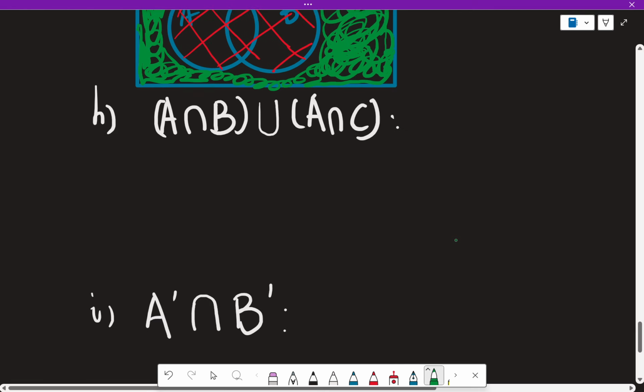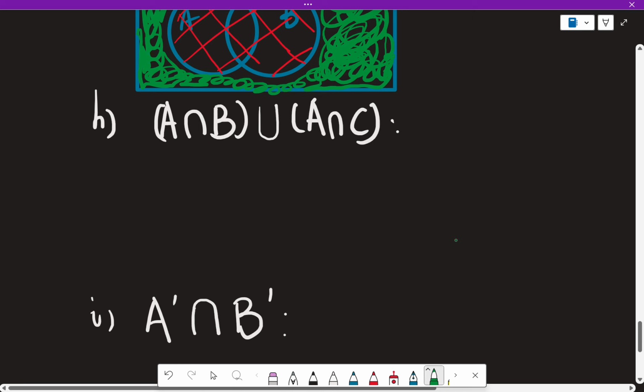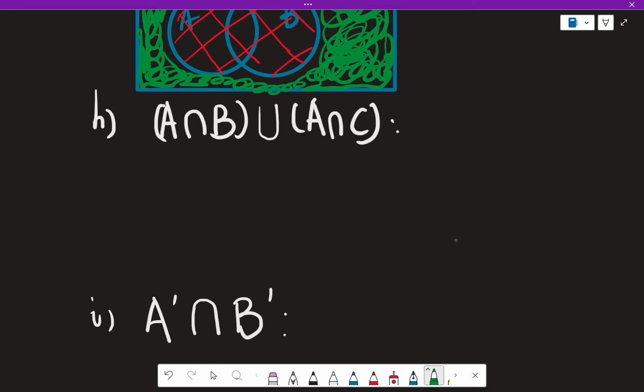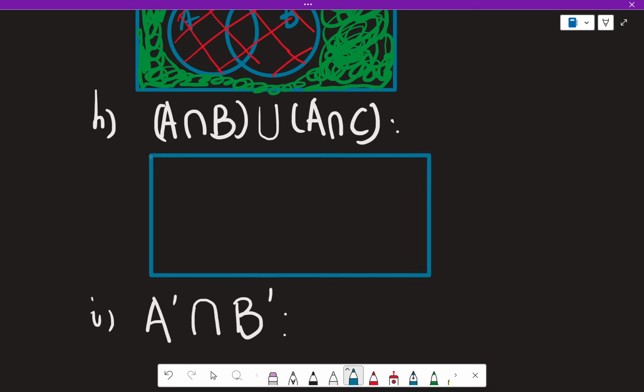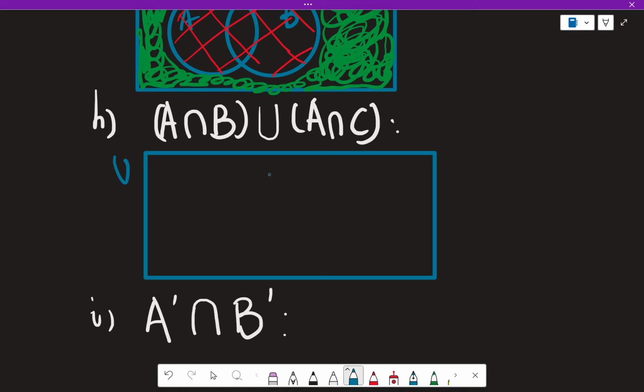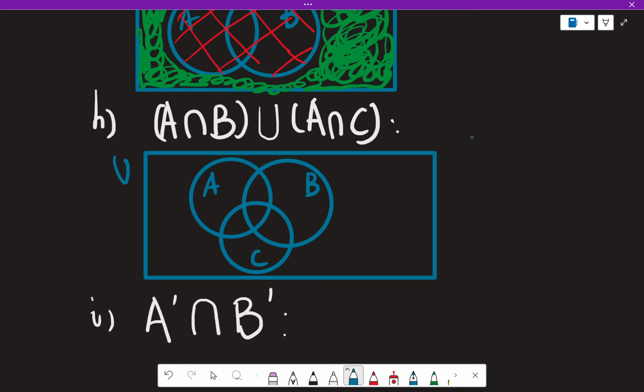Next, bracket A intersect B, union bracket A intersect C. So this one is a bit trickier, and let's try to solve it together. So first, we need the universal set as usual. And we have 3 sets, so let's put 3 circles here to represent the 3 sets. So this one, set A, set B, set C.